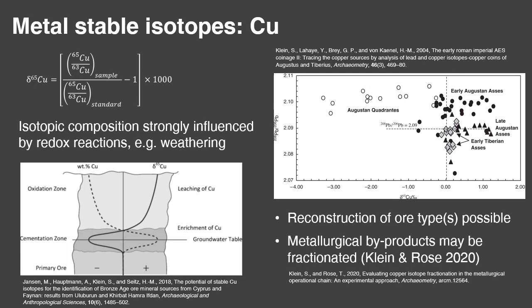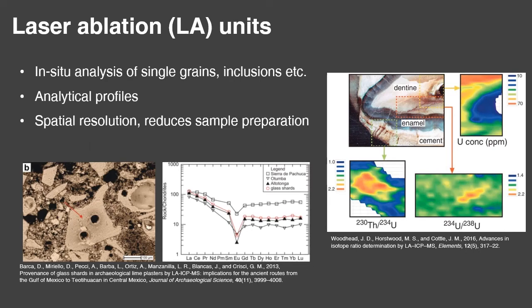After talking about the analysis of liquid samples, I will now discuss applications of materials sampled by laser ablation. Laser ablation units can be coupled to different types of ICP-MS instruments to allow for both elemental and isotopic analysis. Laser ablation can be used to sample and analyze single grains or inclusions, as in this example on the left, where glass shards in plasters were measured for their trace element signatures.